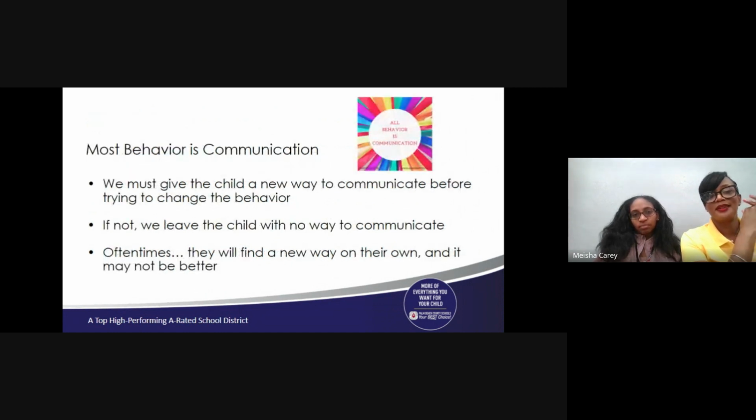Most behavior is communication. We must give the child a new way to communicate before trying to change the behavior. If not, we leave the child with no way to communicate. Oftentimes, they will find a new way on their own, and it may not be better. Up top, there is a picture that says all behavior is communication. A friend of ours from the communication department reminded me that not all behavior is communication. So we said most behavior is communication.